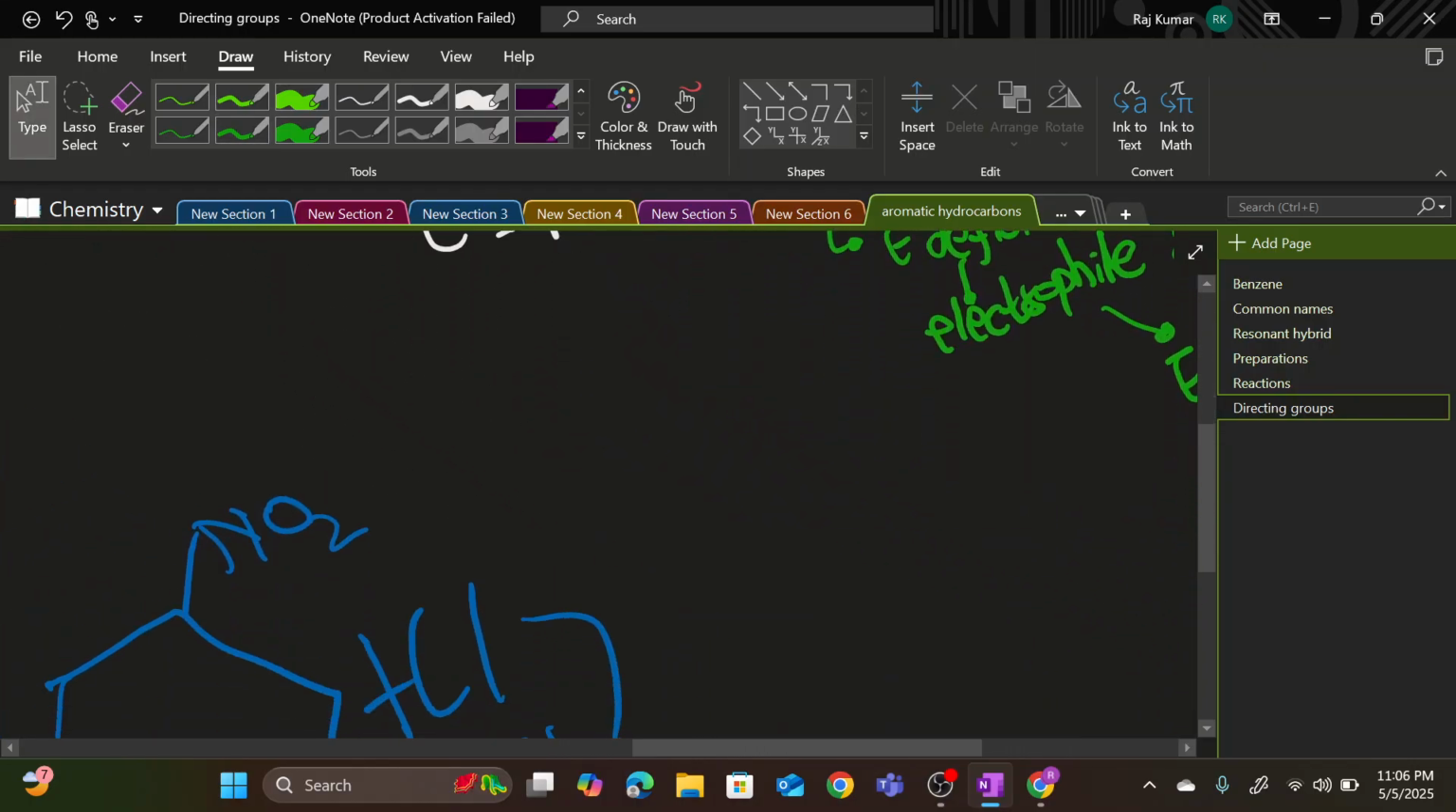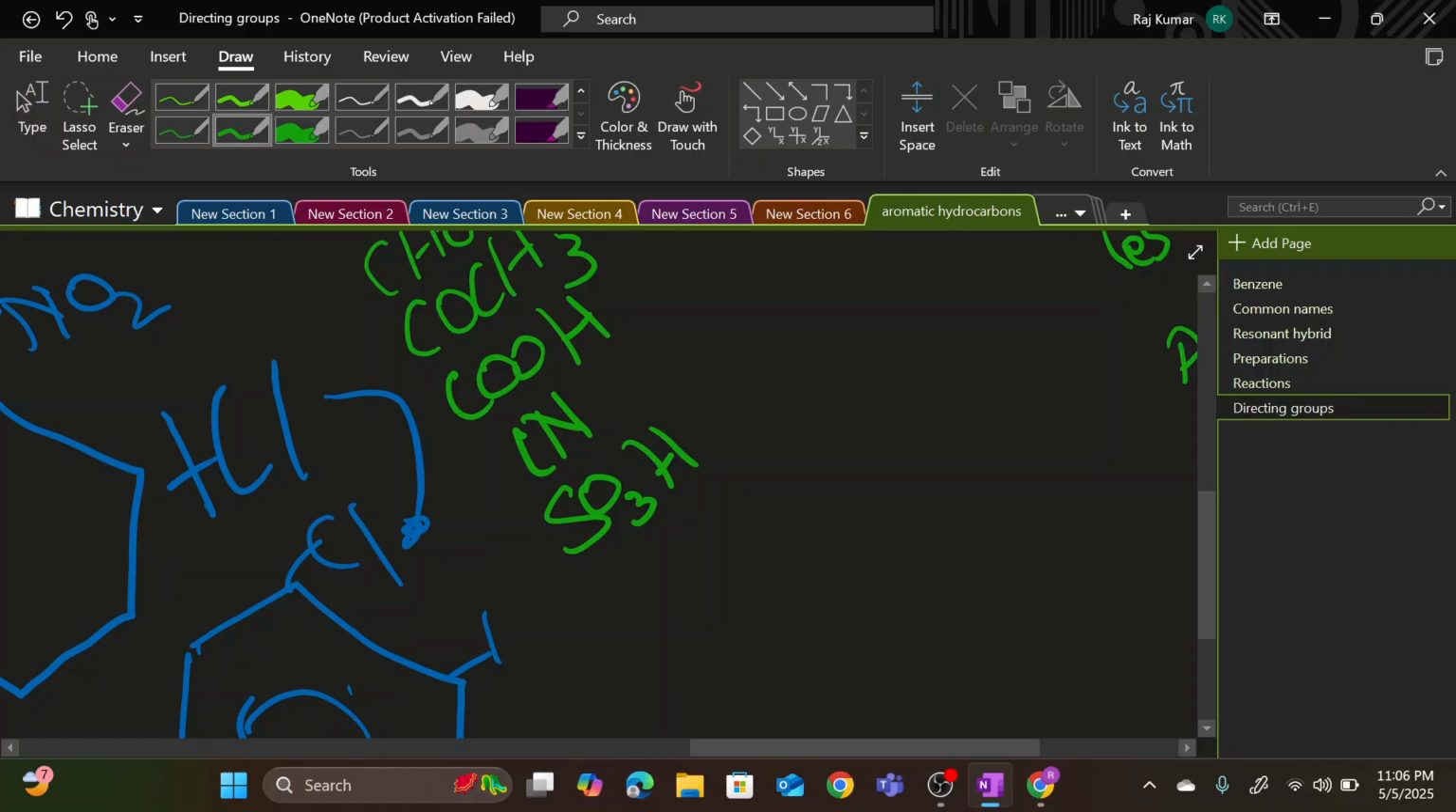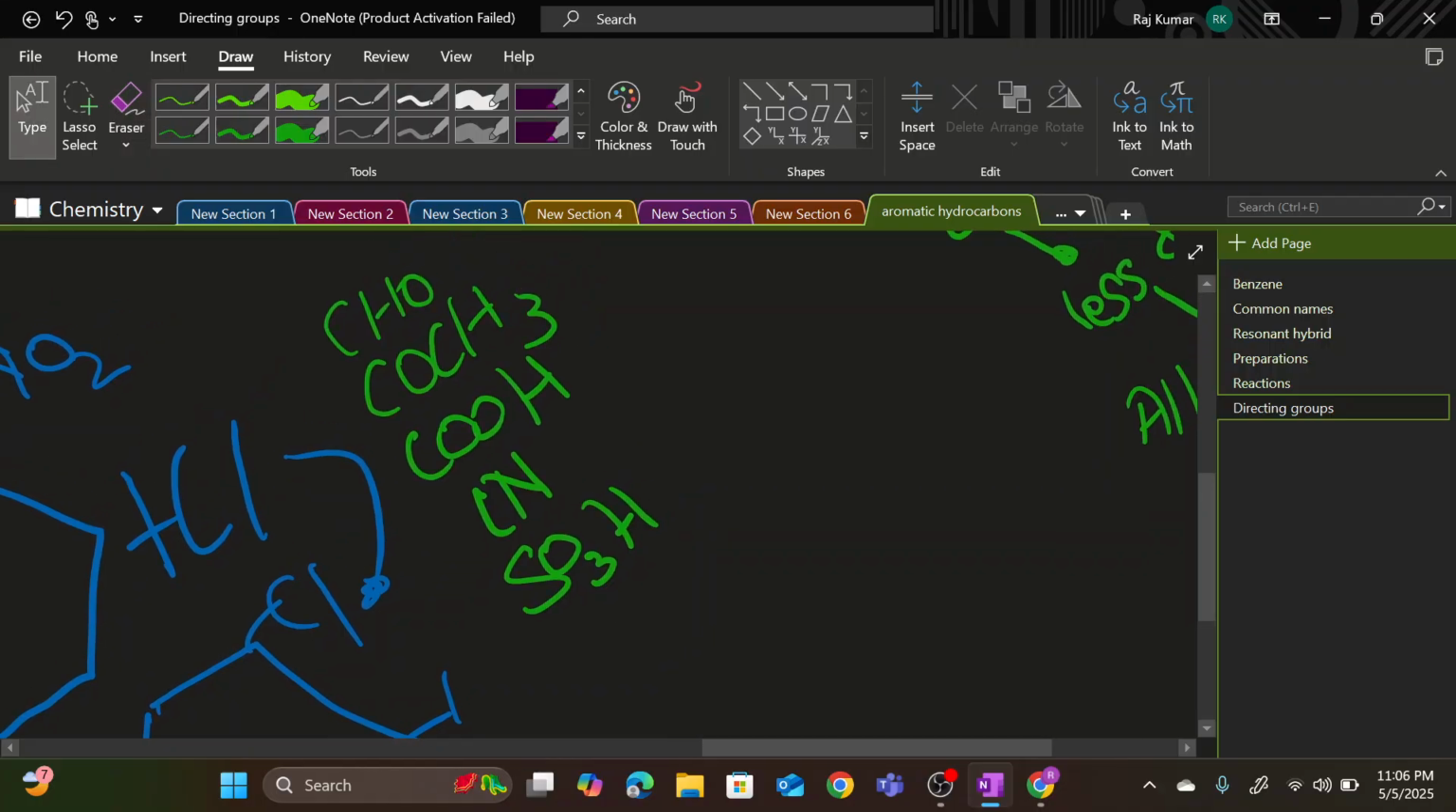Now we take examples of meta directing groups. Meta directing groups include aldehyde, ketone, carboxylic acid, cyanide, and sulfonic acid group. We have the nitrile group, carboxylic acid group, and ketone group.